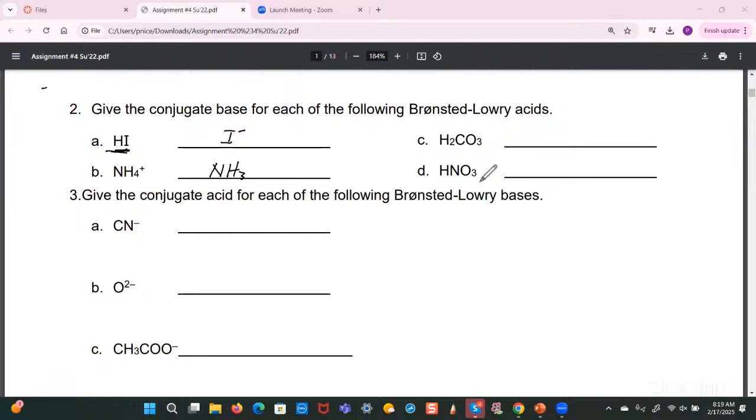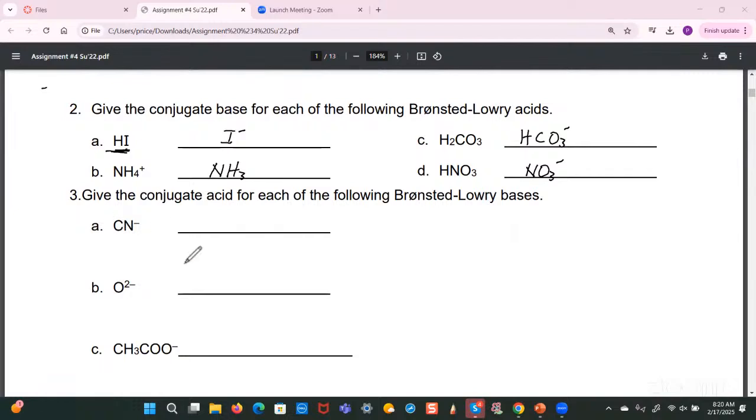What about C, H2CO3? What is formed when that loses a proton? HCO3 minus. And then what about HNO3? What is formed when that loses a proton? NO3 minus, exactly, all right? And that's it. Okay, any questions about number 2? Any questions?